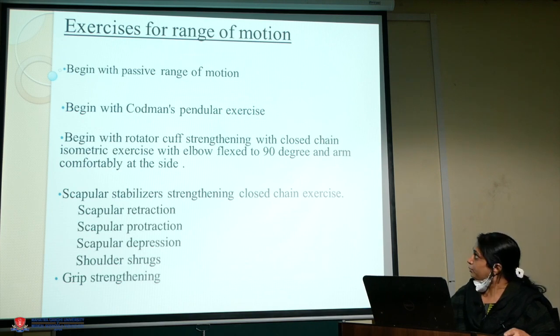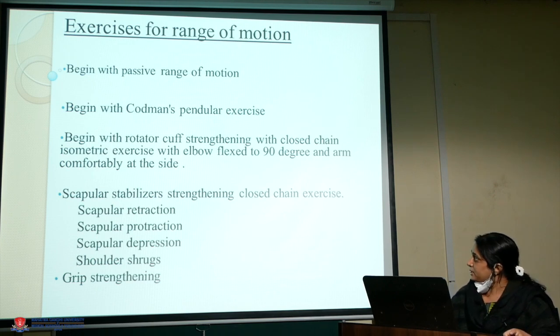Exercises for the range of motions. Begin with the passive range of motion. You can go with the Codman's pendular exercises, and then we'll start with the rotator cuff strengthening, which is an important part, with the closed chain isometric exercises with elbow flexed to 90 degrees and arm comfortably at the side.